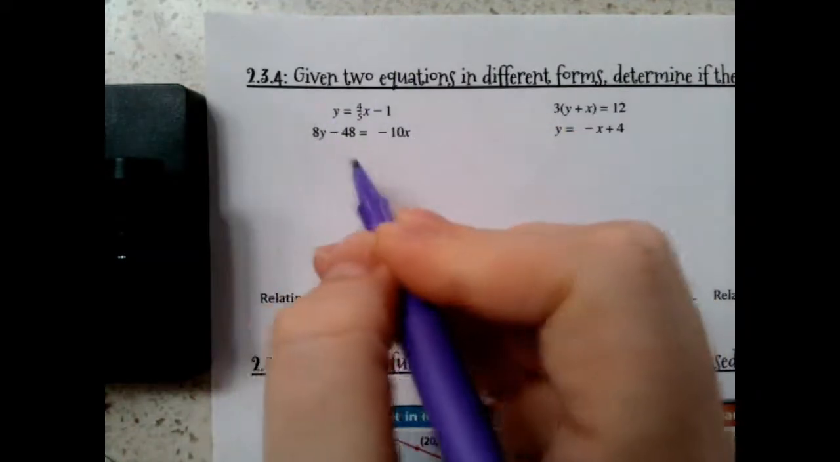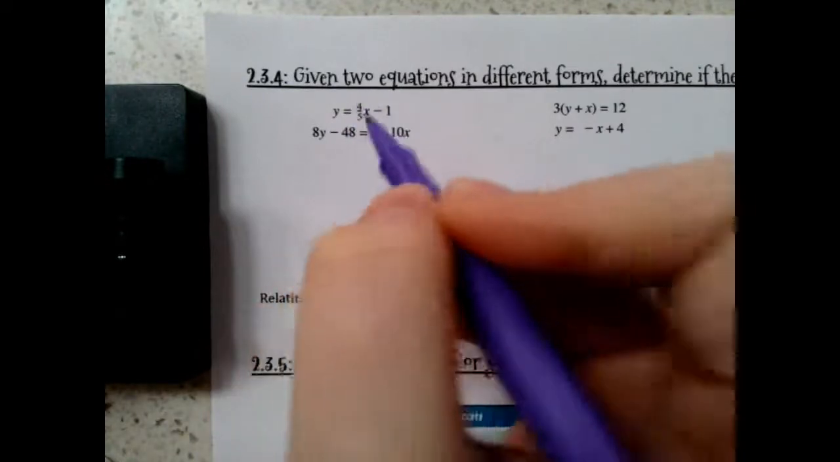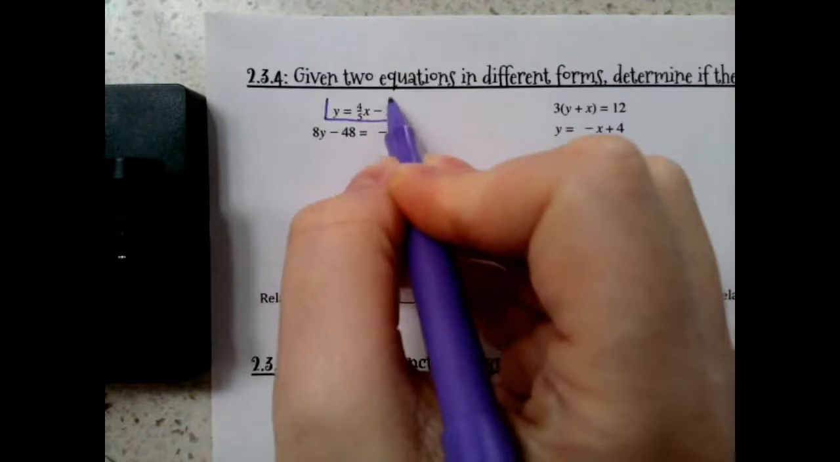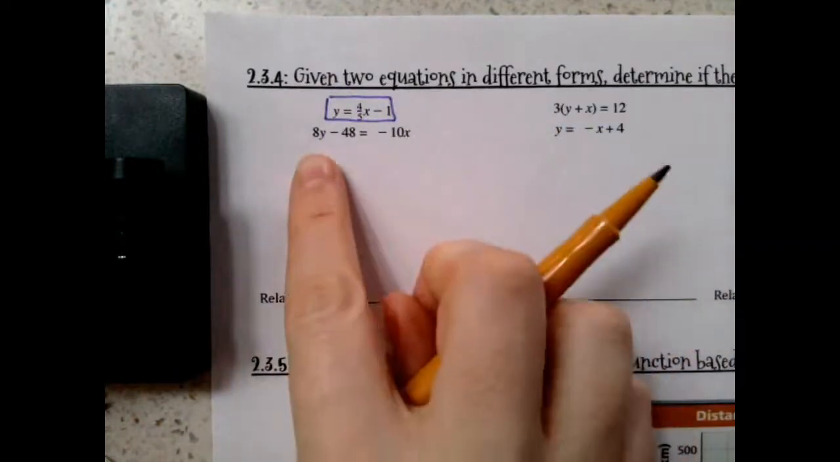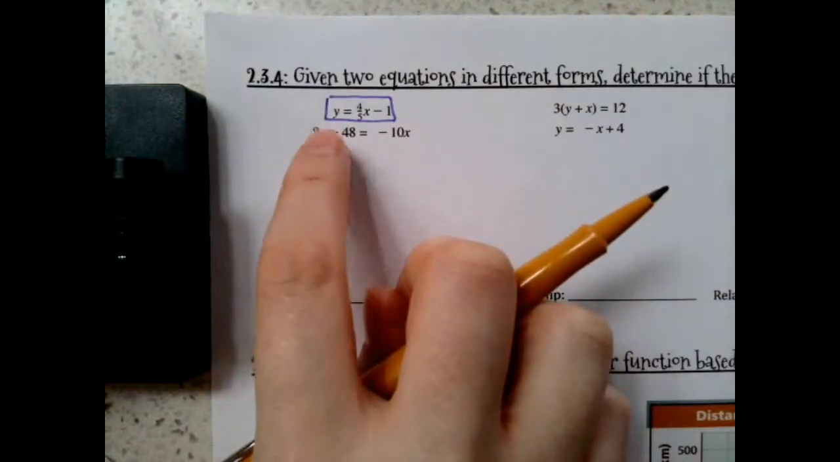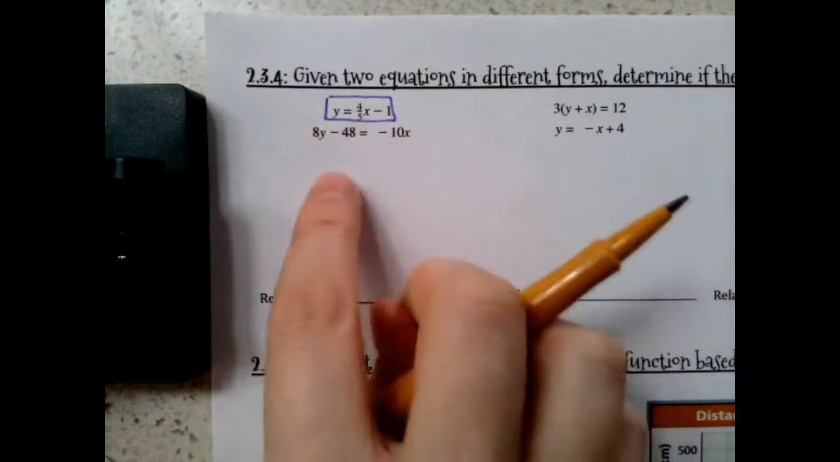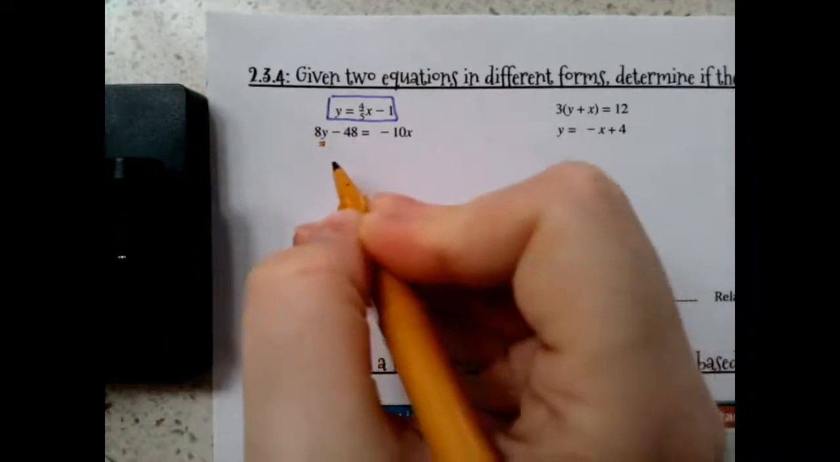And so if it does not look like y equals mx plus b, you have to make it that way. So this one is fine, so I'm going to put a box around it signifying that that one's done. But this one, you can see that it's not. And so what I want to do is get y by itself. I want it to say y equals. So I'm going to try to get rid of everything around y, working outside in.